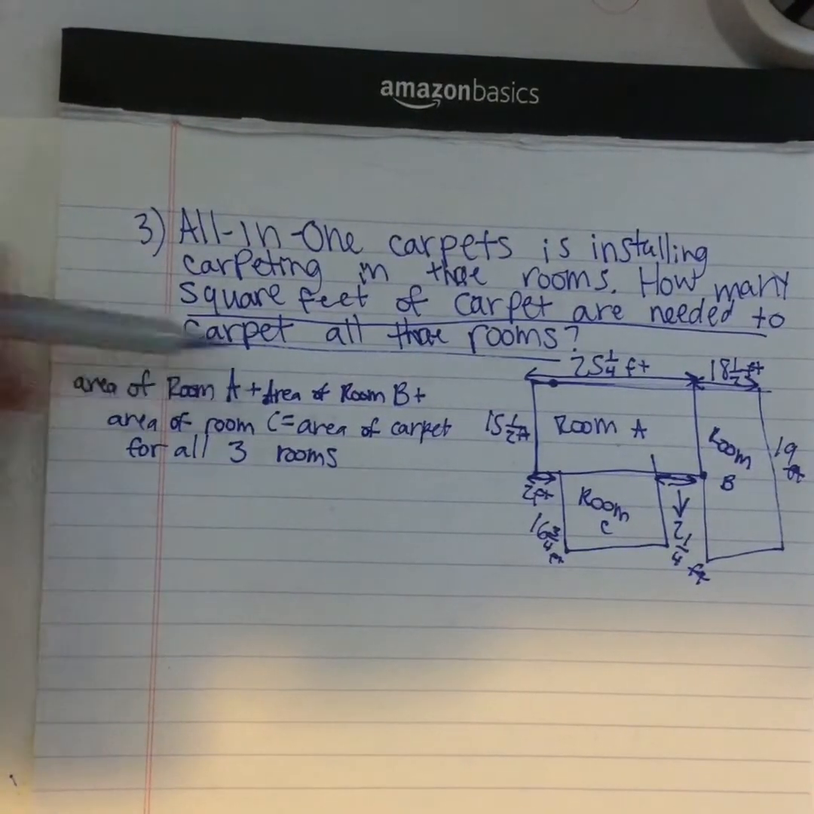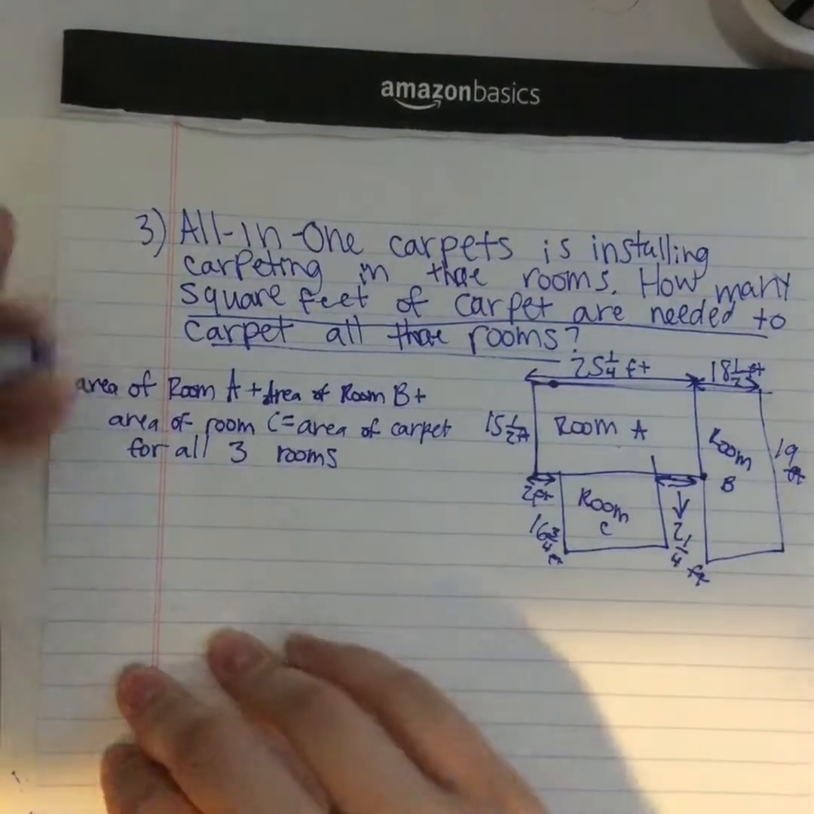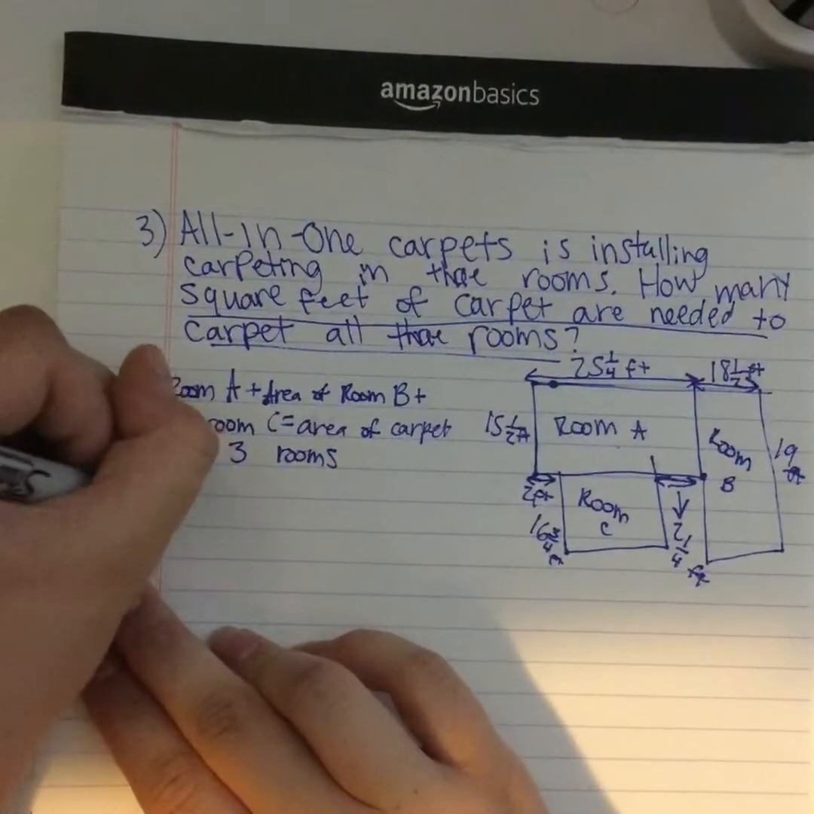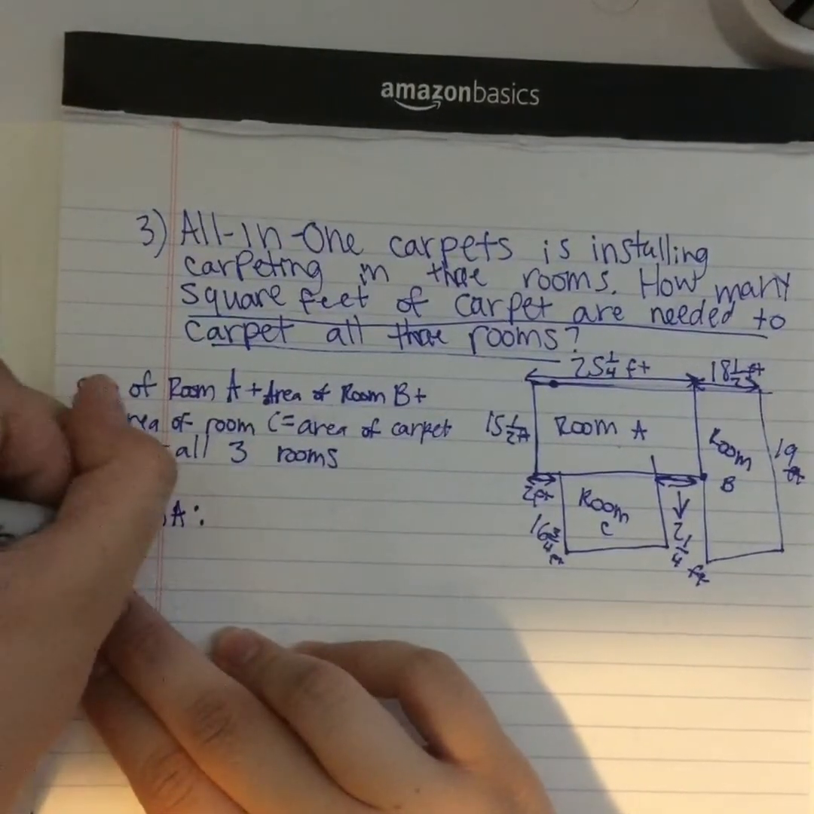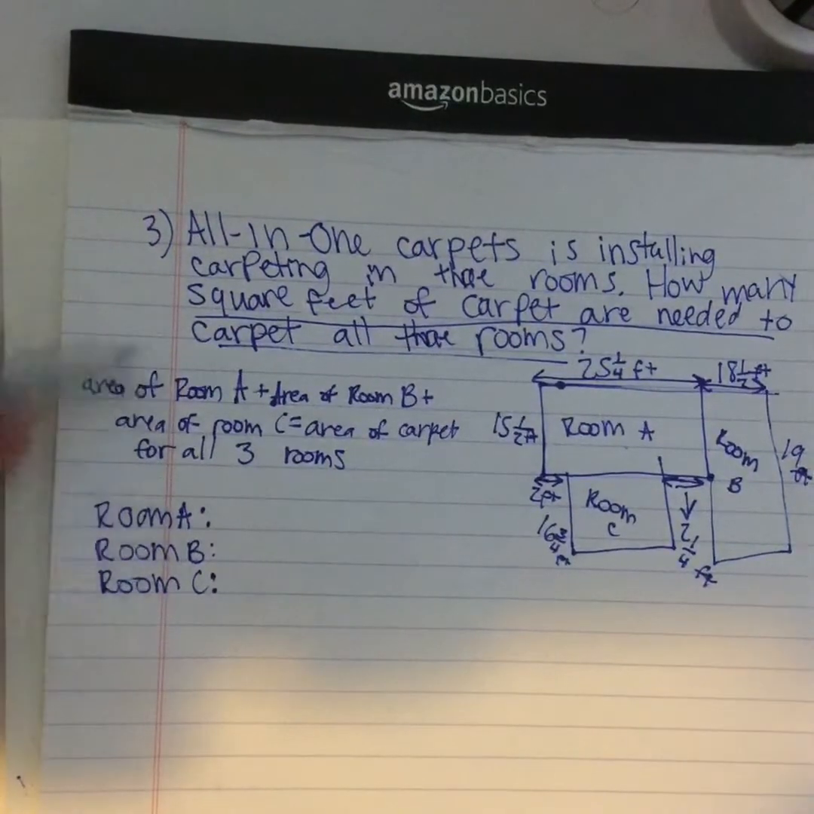Now, to figure out each of these pieces, I know that area equals length times width. Since there's a lot of pieces I'm working with, I'm going to make sure that I note each room. You may notice that I'm starting to write some of this without you seeing it, because I think that you have a pretty good understanding, and I'm trying to get as much done in this one video as we can.